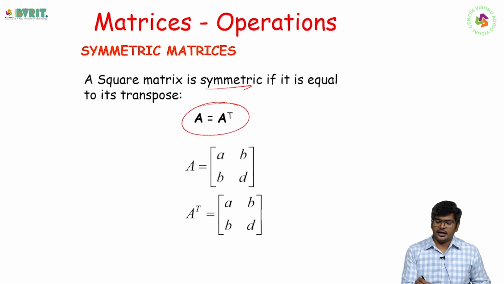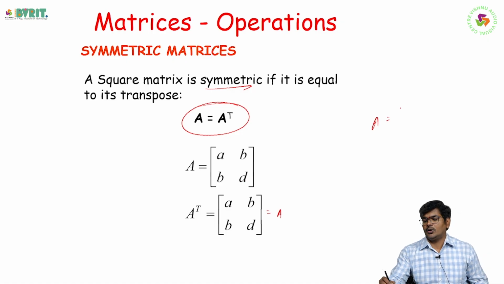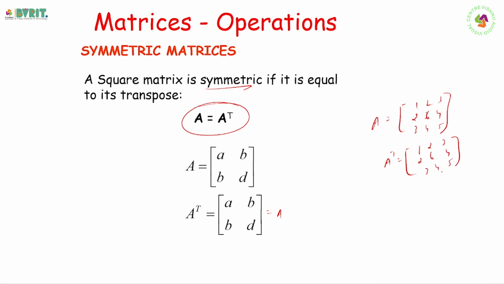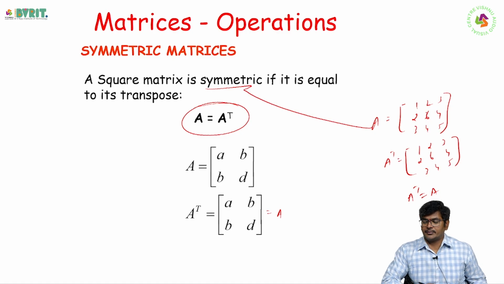For example, A equals [a b; b d]. Then A transpose equals [a b; b d], that is A. For example, I give you an example: 1, 2, 3, 2, 6, 4 and 3, 4, 5. To find the transpose, A transpose equals 1, 2, 3, 2, 6, 4, 3, 4, 5. Therefore, A transpose equals A. Therefore, A is a symmetric matrix.